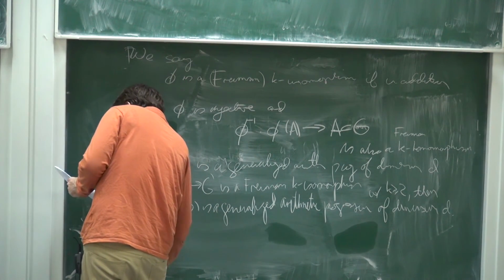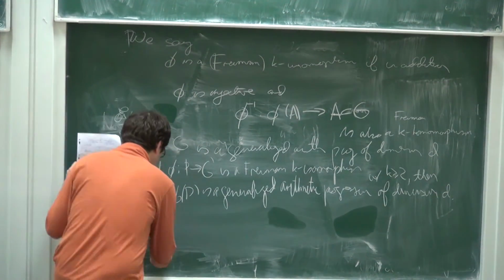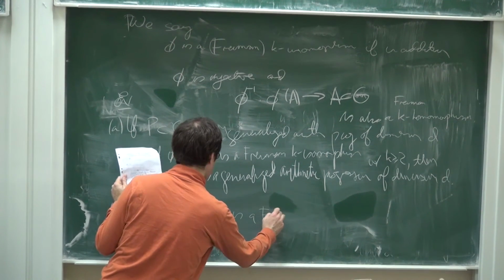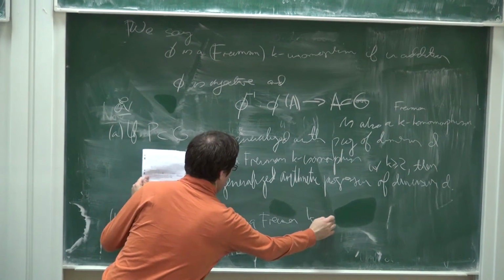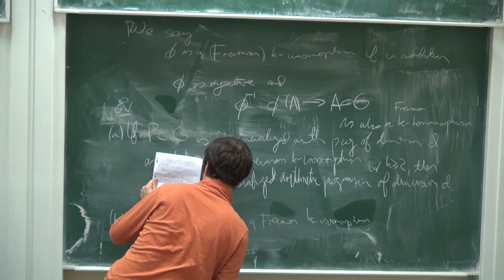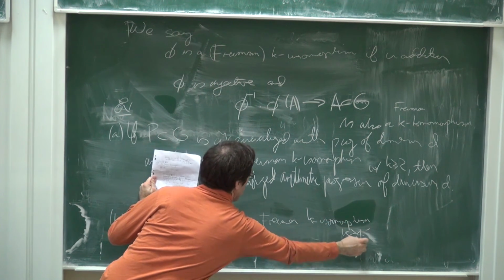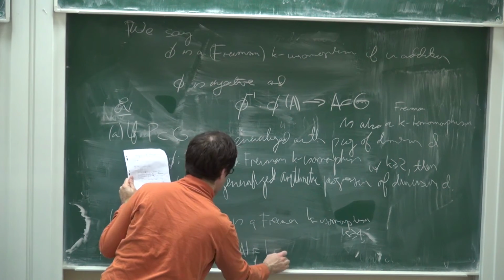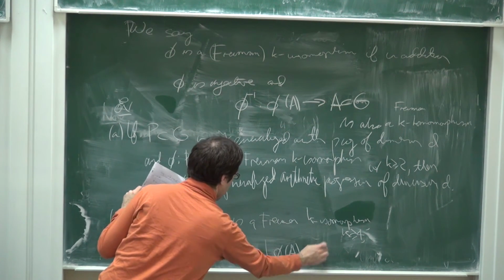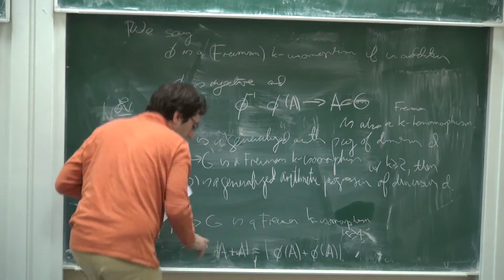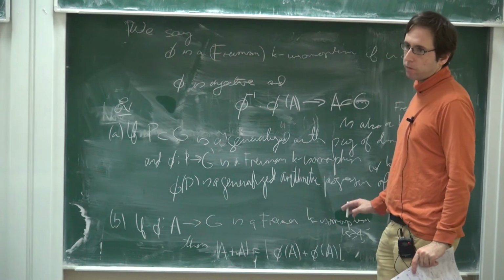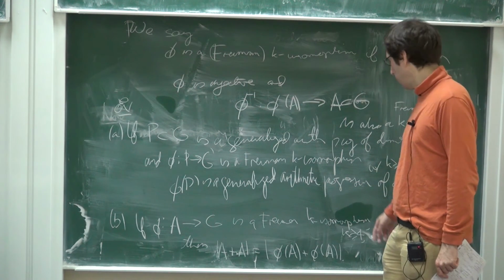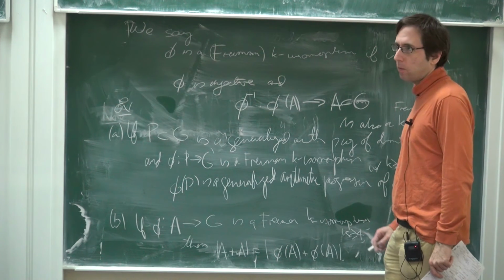B. Just a little thing, many like this. If phi of A is a Freiman k-isomorphism for k greater than or equal to 4, then the size of A plus A is equal to the size of phi of A plus phi of A. Obviously the size of A is equal to the size of phi of A because phi is injective, but moreover the size of A plus A is equal to the size of phi of A plus phi of A. That's just an exercise. You actually do need k greater than or equal to 4, not 2.